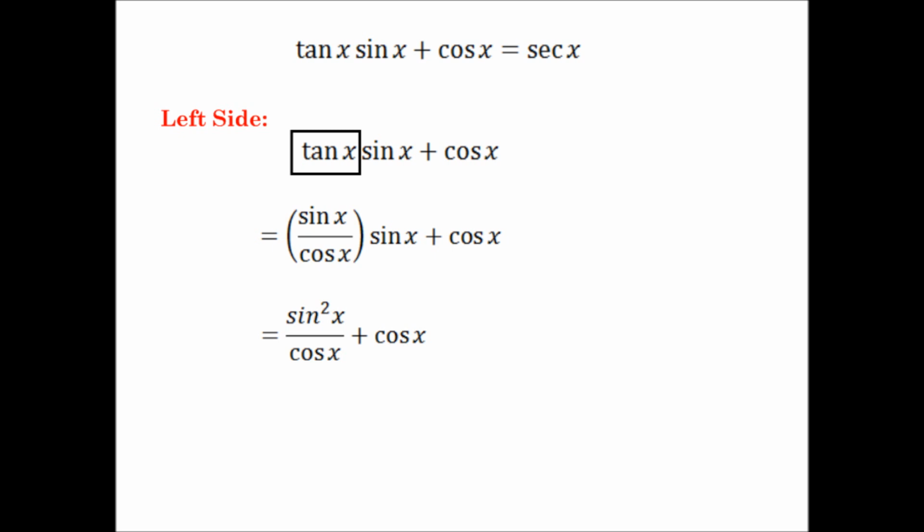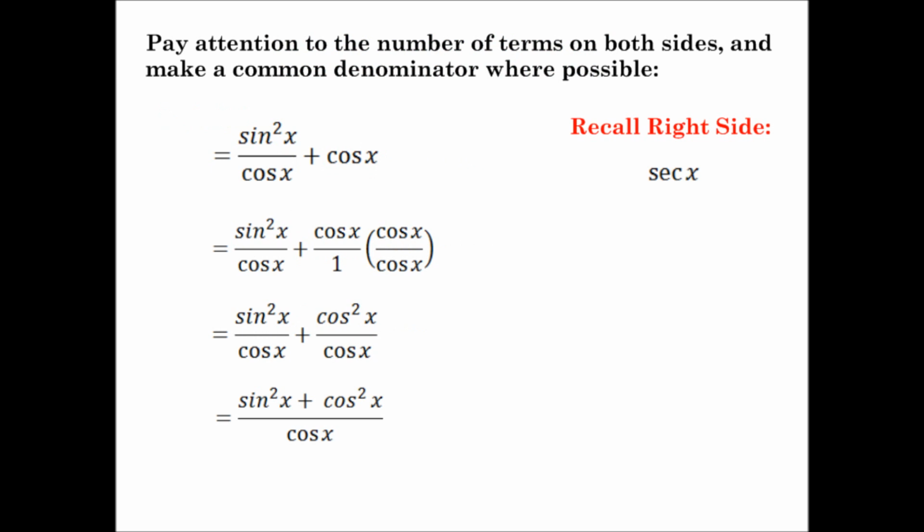Once we have that done, this takes us to our next tip: you want to pay attention to how many terms we're working with at the same time. Keep in mind that on the right hand side of this equation it was just secant x. That's one term. But on the left side, which is where we're working, we have two terms. Sine squared x over cos x is one term, and with the addition sign separating it from the second term, which is just cos x. So that's two separate terms. So how can I bring these together to make them into one term?